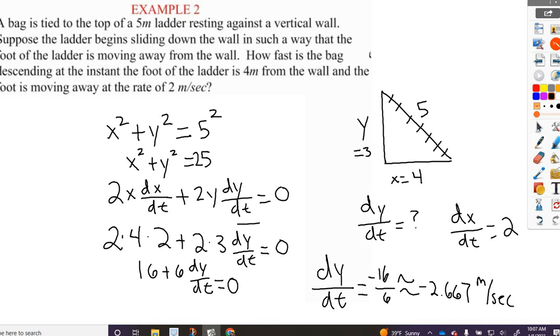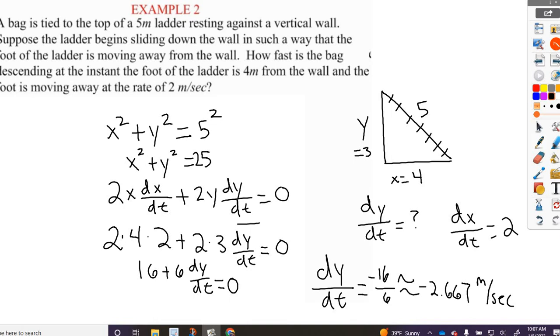But does it make sense for us to have a negative value? Yeah, because our y is getting smaller, which is the same reason why our dx dt was positive, because if this is getting smaller, my x is getting larger. Does that make sense? Question?